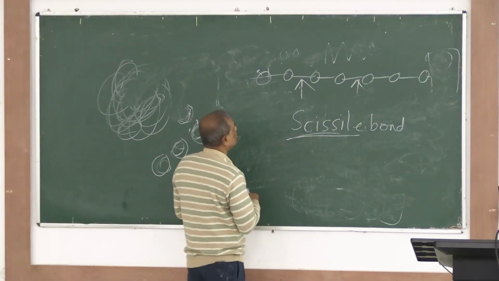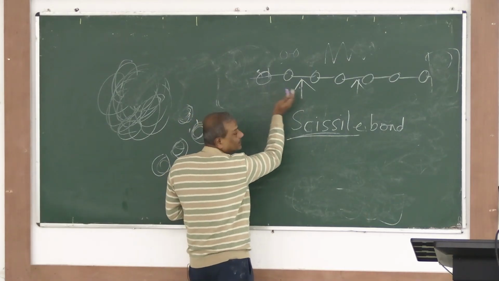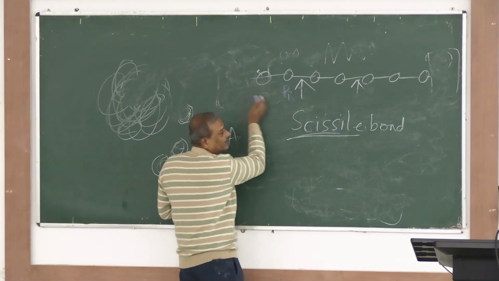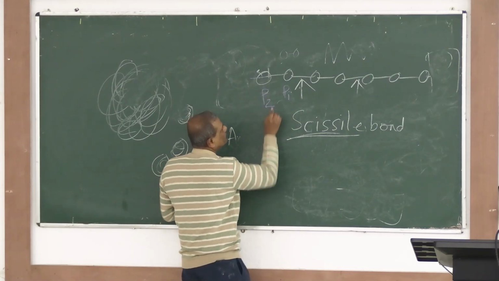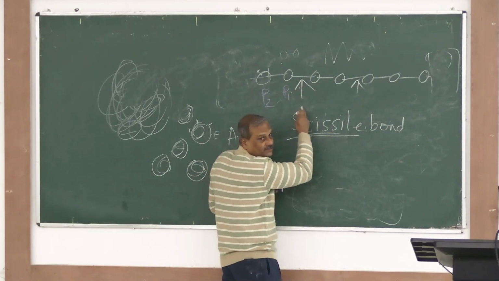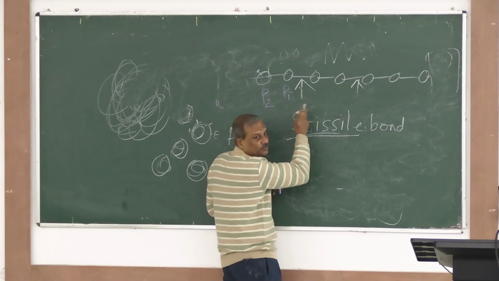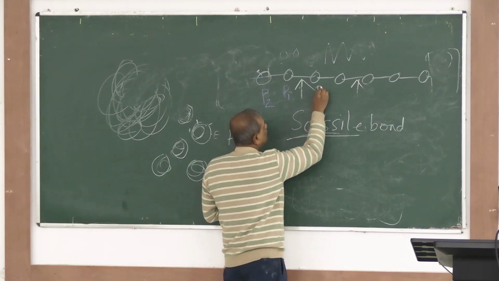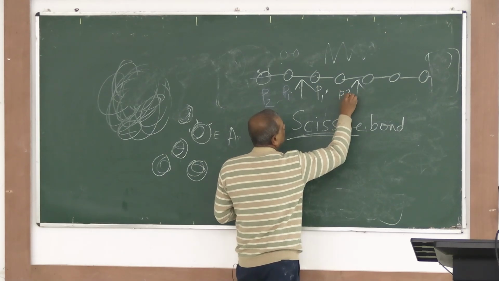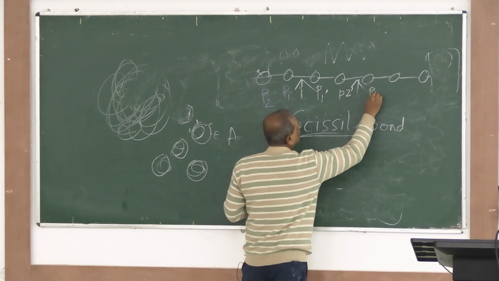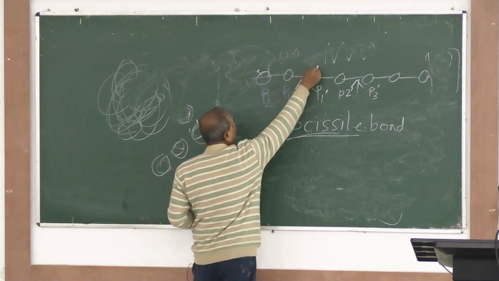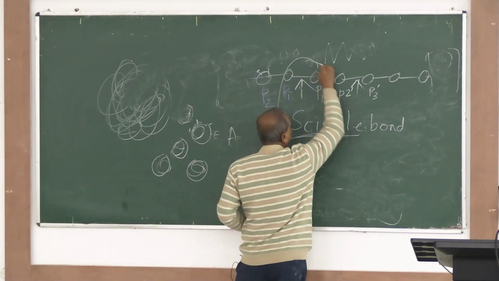So, the amino acid present just on the N-terminal side is called P1. The next amino acid is called P2. And just C-terminal to that scissile bond, which is to be cut, is called P1 dash, P2 dash, P3 dash, like this. So, this is called a scissile bond, which is cut.